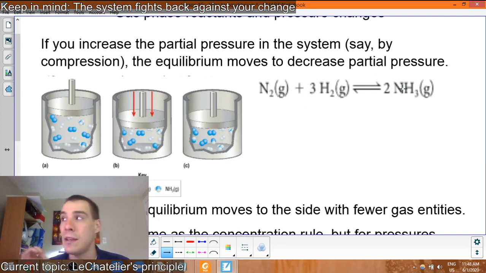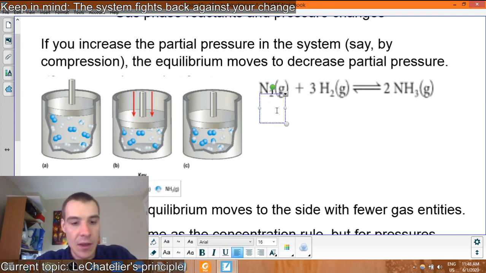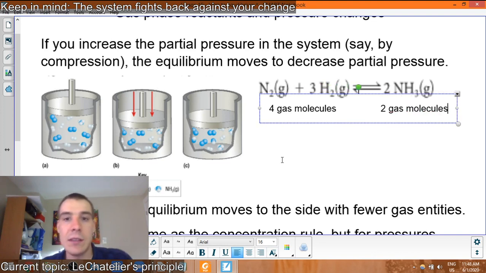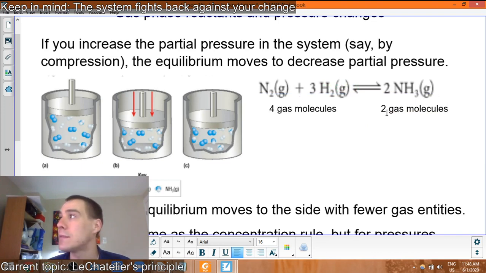And that pressure, if you remember from grade 11 chemistry, is based purely on the number of molecules, not how big they are or anything like that, just the number. So here we have 4 gas molecules on this side versus just 2 gas molecules on this side, right? So if you increase the pressure, it'll push to the side with less pressure. If you decrease the pressure, it'll push to the side with more pressure. It fights you again. If you try to increase the pressure, it fights you by going to the lower pressure side. If you try to decrease the pressure, it fights you by going to the higher pressure side.